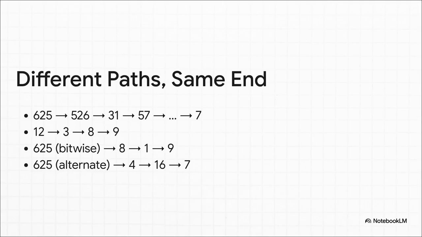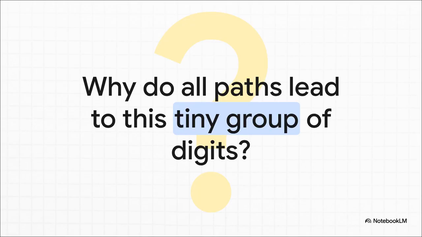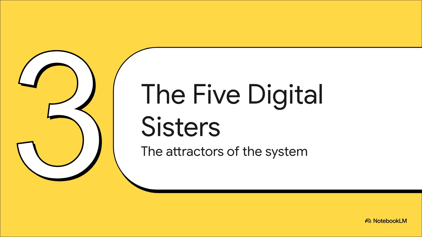But, and this is the wild part, they all seem to funnel down into the same tiny group of numbers. It's like they're all being pulled somewhere. It really is like there's some kind of invisible funnel pulling all these different number chains toward just a handful of specific destinations. So, what in the world is going on here? Well, the answer comes from a really cool concept, partly from chaos theory. It's called a fixed point, or a term I like even more, an attractor.